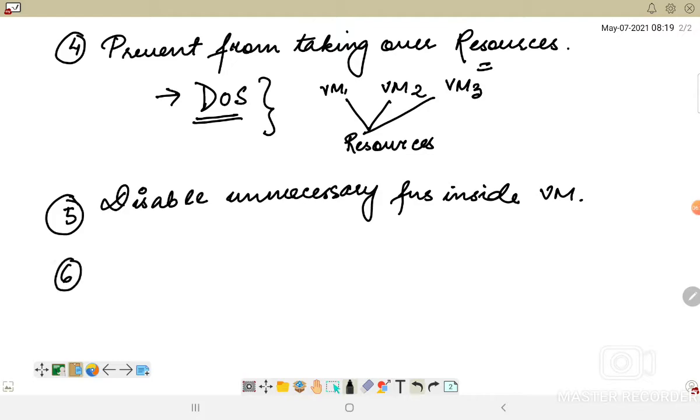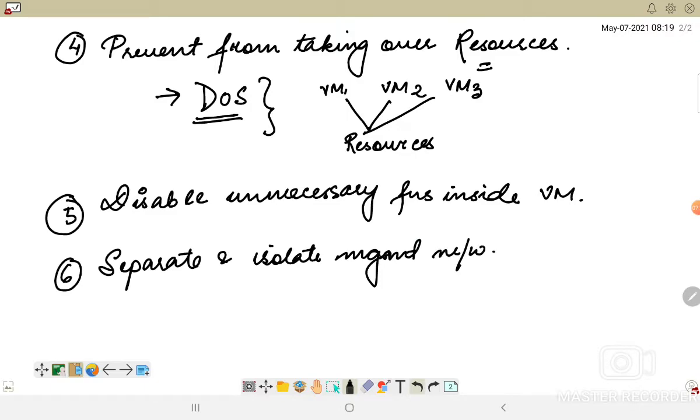The sixth important point that we have to remember is to separate and isolate the management networks.